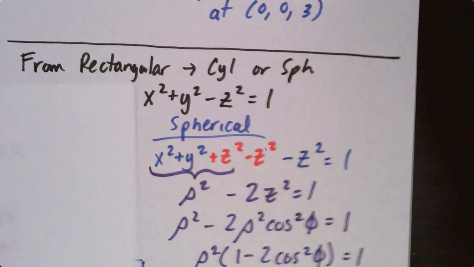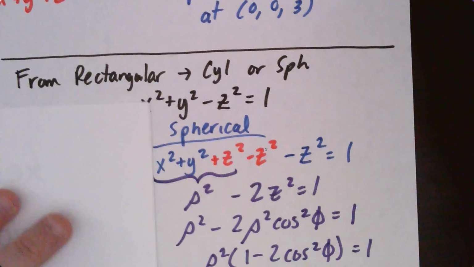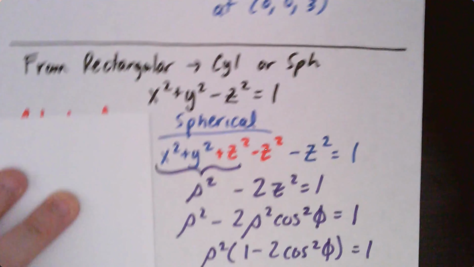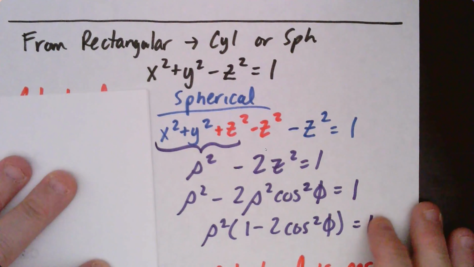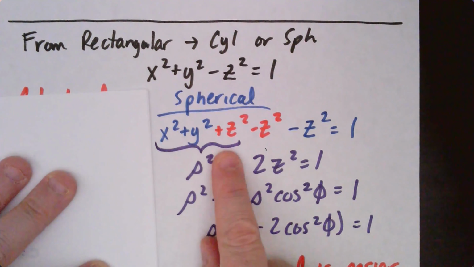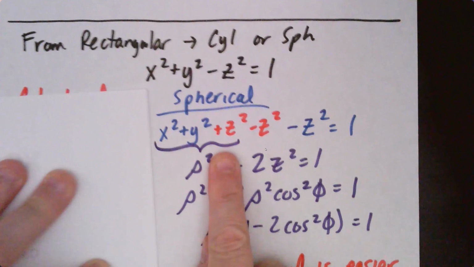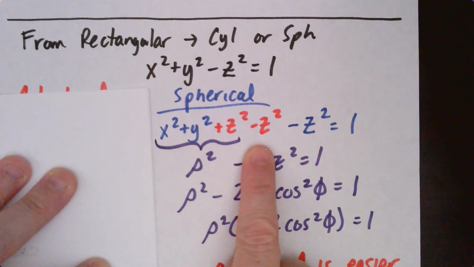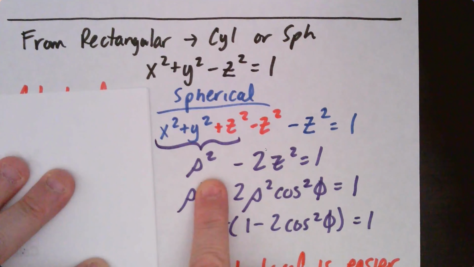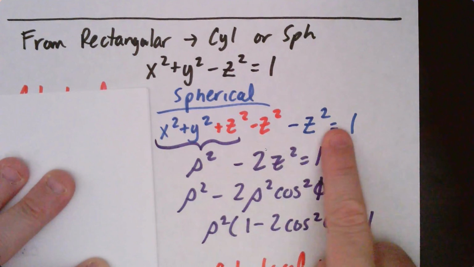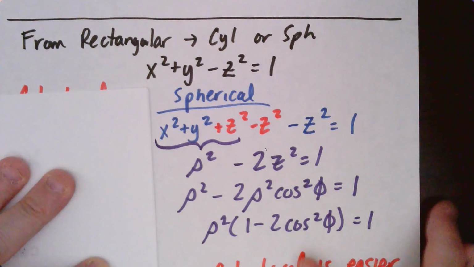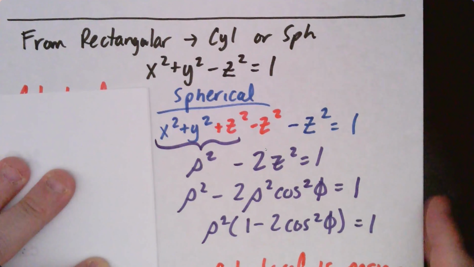Or we can look at the spherical method. This is a little tricky. What do I do with the negative z squared? You can do some math magic. I know I have something for x squared plus y squared plus z squared, so I'm going to add in a z squared and subtract a z squared. Now that section gives me rho squared, and I've got two z squareds, both negative. I combine them and get rho squared minus 2z squared is equal to 1.